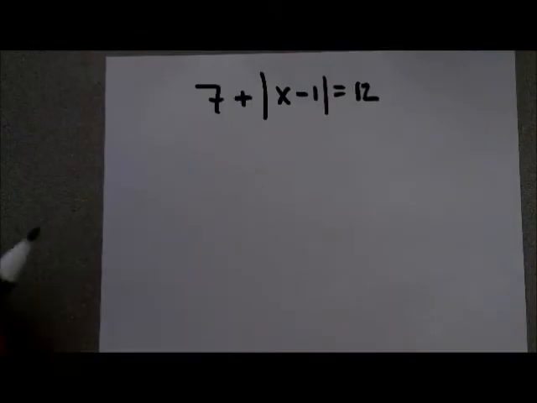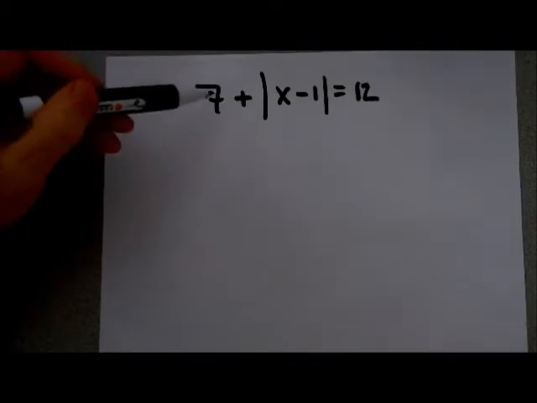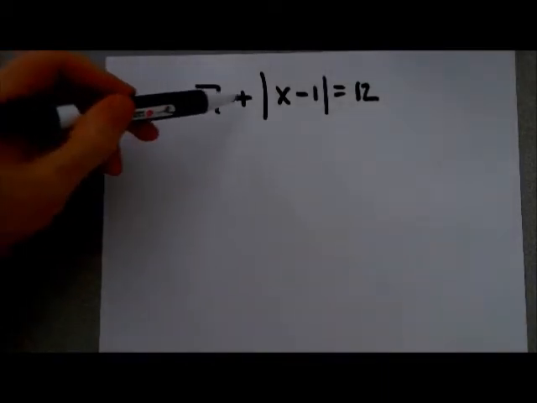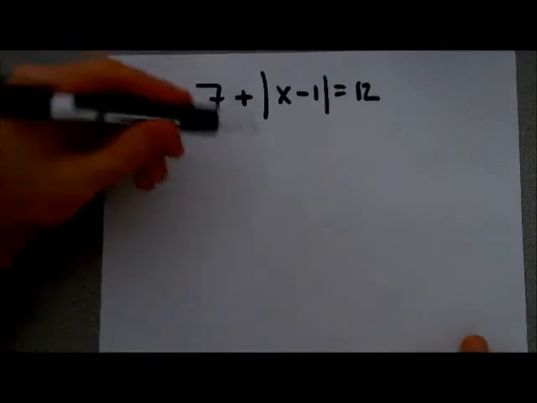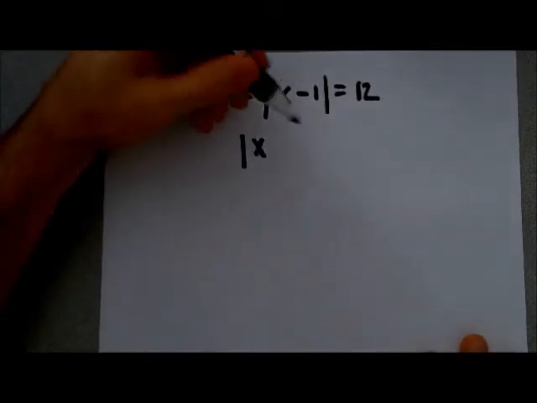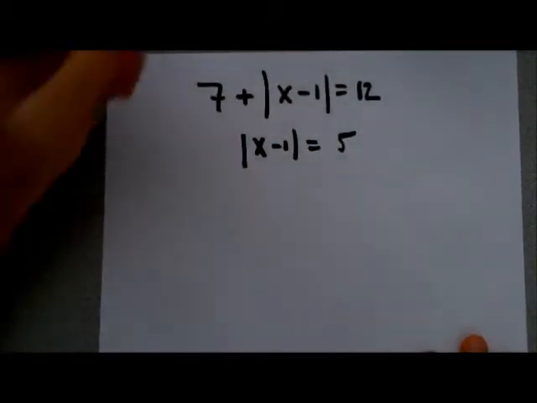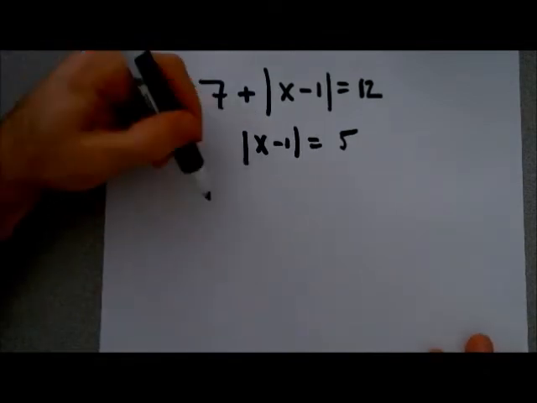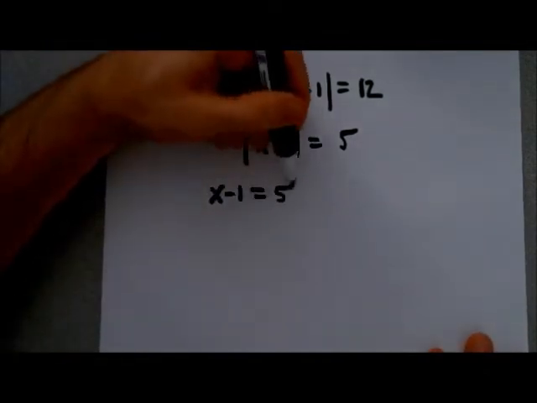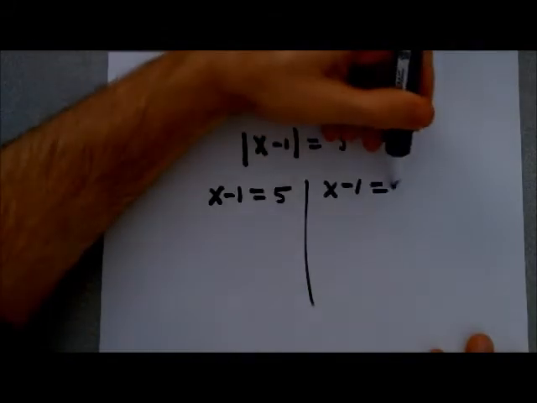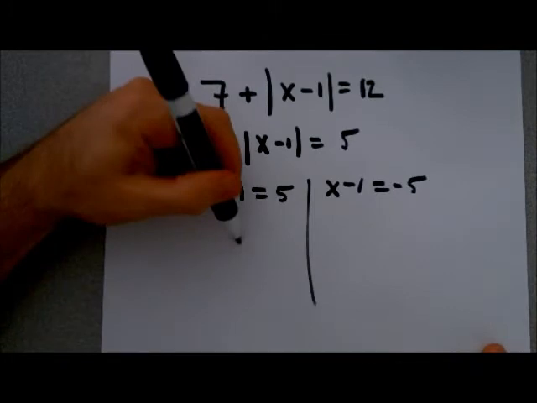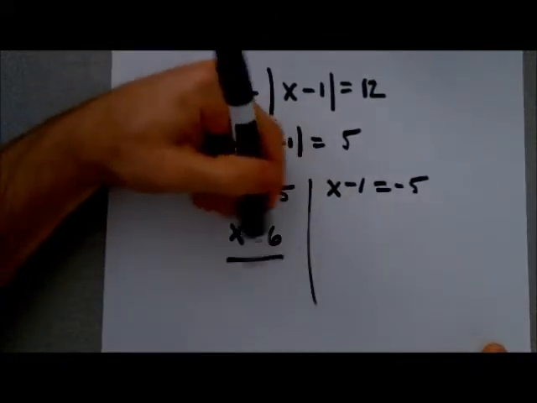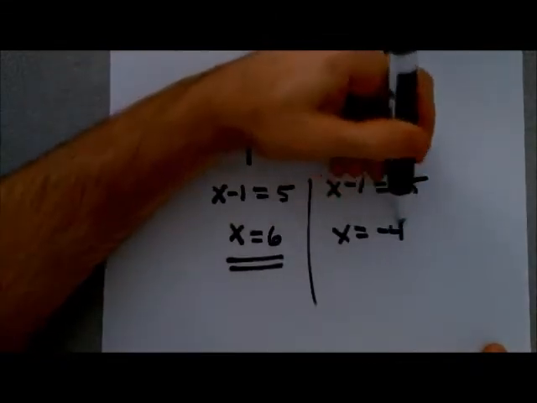For number 7, the first step here is that you want to subtract 7. You have to make sure that you understand that this is 7 plus. So if you want to undo this, you want to subtract 7 from both sides. And that would give us the absolute value of x minus 1 is equal to 5. It's an absolute value problem, so we're going to get 2 answers. So we're going to say x minus 1 is equal to 5, and x minus 1 is equal to negative 5. To solve these, you want to add 1 to both sides. So this would be x is equal to 6, and x is equal to negative 4.